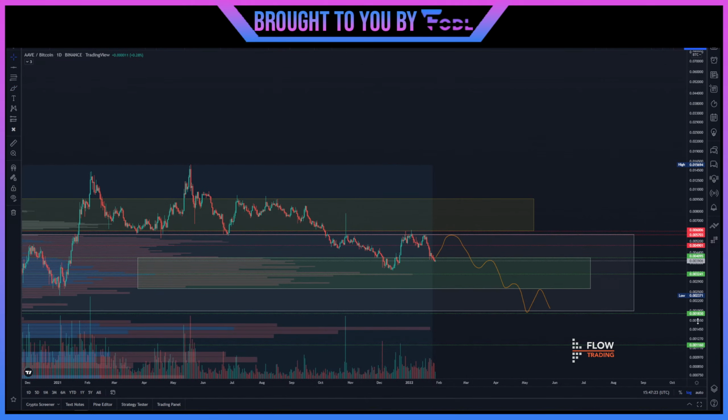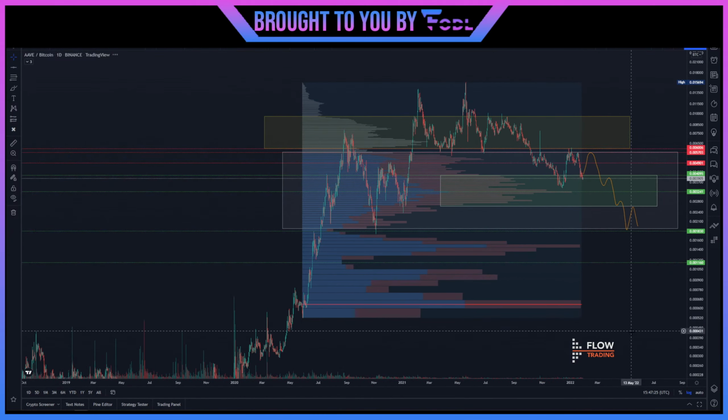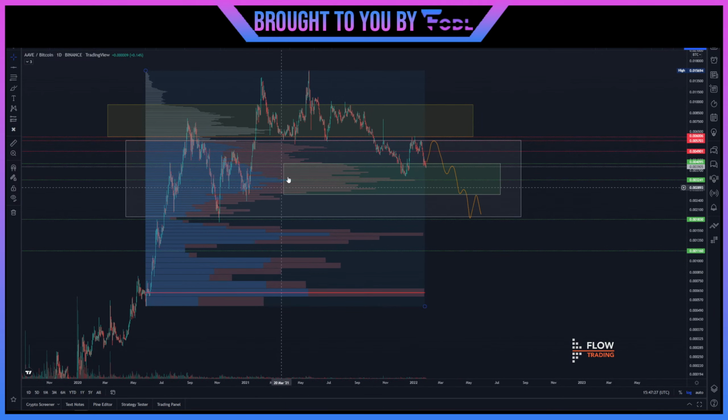Again, the same thing is happening here, where this is a big volume cluster. So that's why I've got this rectangle on the outside. In context, we've got a smaller, more compact range on the inside, which also formed an order block here, and the price is bouncing on that.